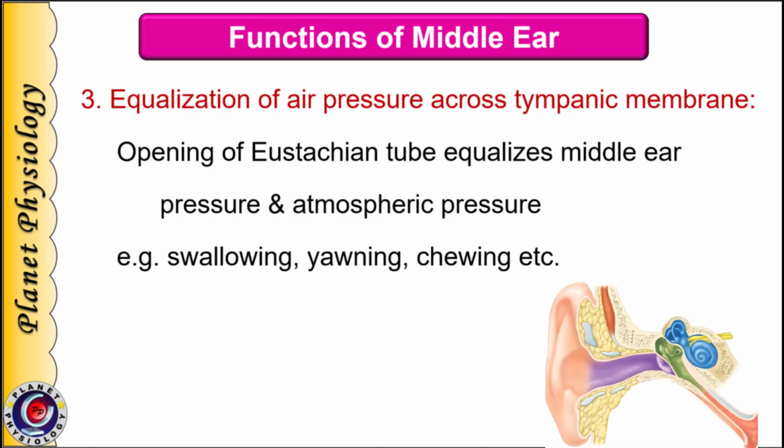The next function of the middle ear is equalization of air pressure across the tympanic membrane. As we have seen earlier, the Eustachian tube connects the middle ear to the nasopharynx and hence to the atmosphere. The Eustachian tube usually opens during swallowing, yawning or chewing. This allows matching of air pressure within the middle ear with that of the atmosphere, and thus the pressure across the tympanic membrane is equalized, because the other side of the tympanic membrane is facing the external ear, which is already in contact with atmospheric pressure.